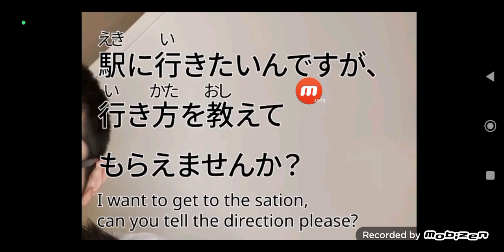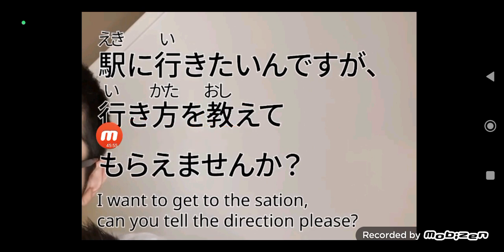Eki ni 行きたいんですが, in this first clause, this is the part where you explain your situation. So that's one of the uses of n desu, paired with ga. This ga here gives the air of explaining a situation, and gives the nuance of "however." However, I don't know how.